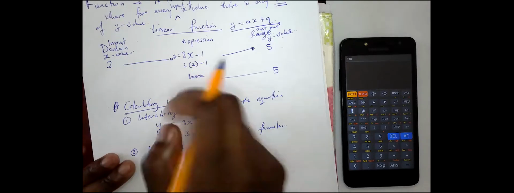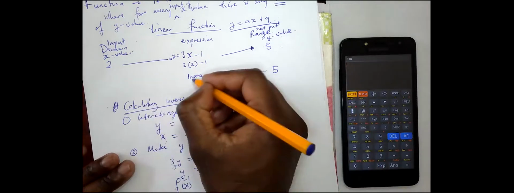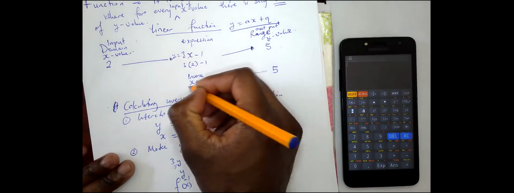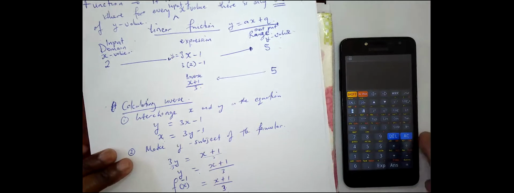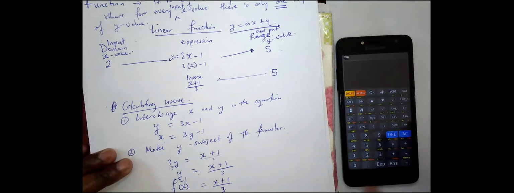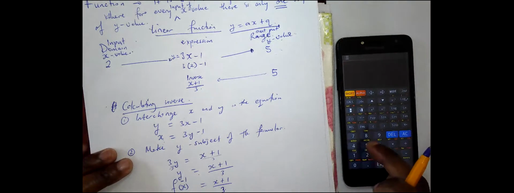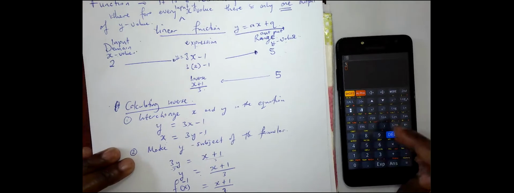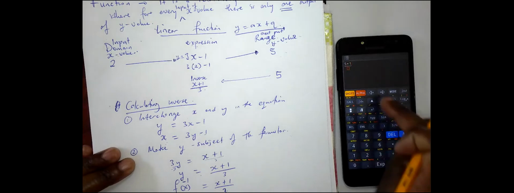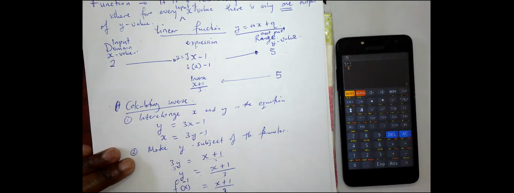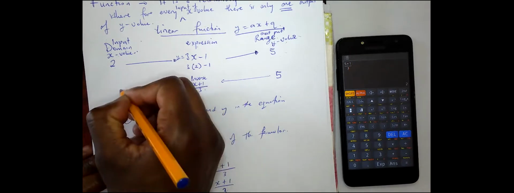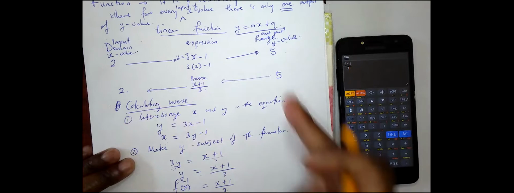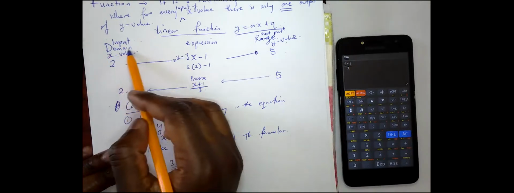So let's check here and see if we can get 2. It's going to be x plus 1 over 3, and we want to see if we put in 5 whether we can get 2. We say 5 plus 1, put your bracket there, 5 plus 1, then divided by 3. What do we get? We get a 2. So we get it true. In this case, we're talking of what we call the domain.